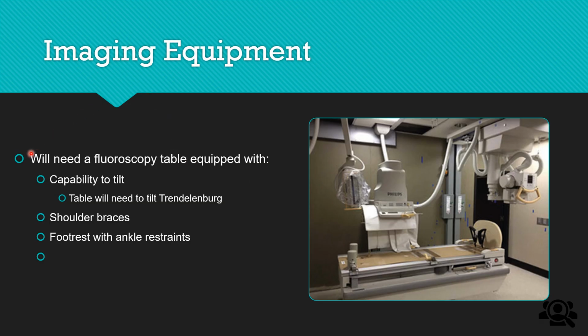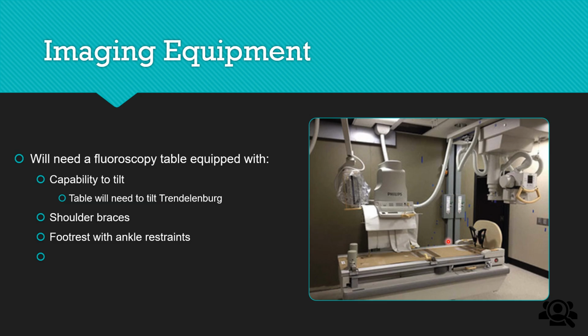Imaging equipment: you'll need a fluoro table equipped with the capability to tilt. So Fowler's or Trendelenburg, the table will need to tilt Trendelenburg. So here we have shoulder harnesses. The head goes here. Shoulders will be stopped by these little breakers right here. Their feet will go here, and then there's even straps to hold the ankle.